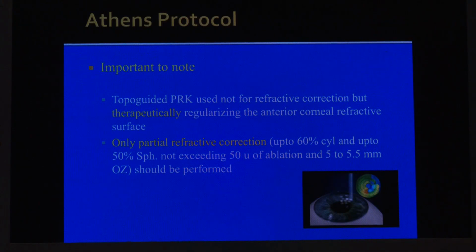But it is important to note that in this topo-guided PRK, it is not a refractive correction treatment, but it is a therapeutically regularizing module only to improve the functional vision of these patients. So we are not looking at refractive correction. We have to always stay within the bracket of 40 to 50 microns of ablation and not more than that.